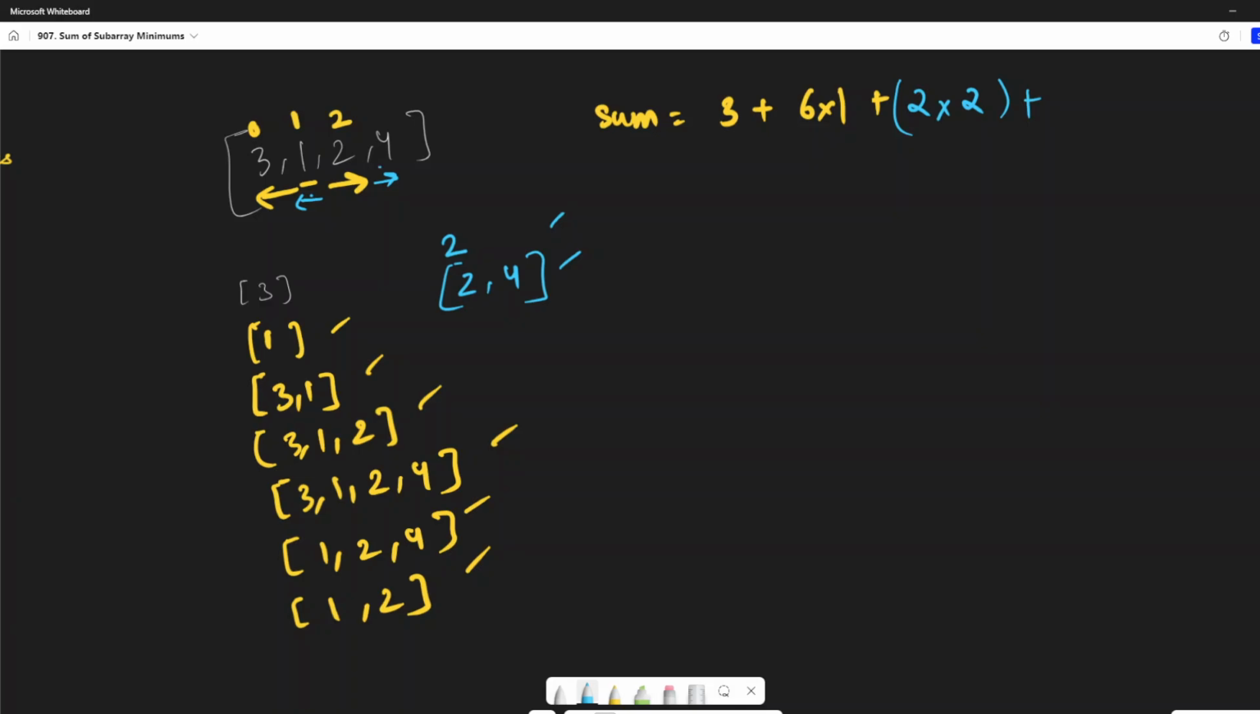Now comes the part for the 4. For the 4, if we go towards the left, all are smaller than 4, and if we go towards the right, there is no number, so 4 itself would be there, 4 multiplied by 1. After that, if we add them up, 3 plus 6 plus 2 twos are 4 plus 4, and then this is 10, and this would be 17. So the total answer would be 17, and that is what is required in the first example which is given to us.